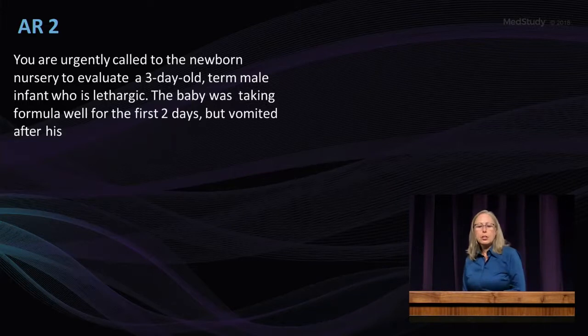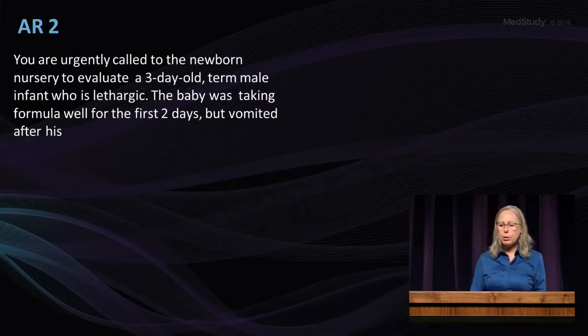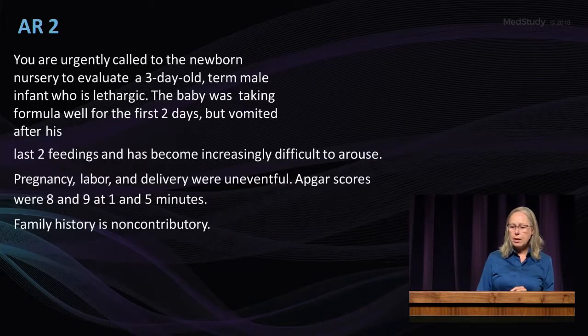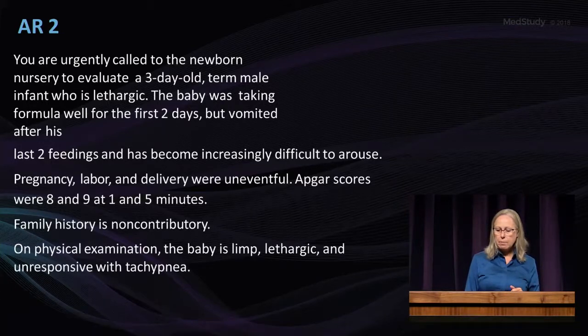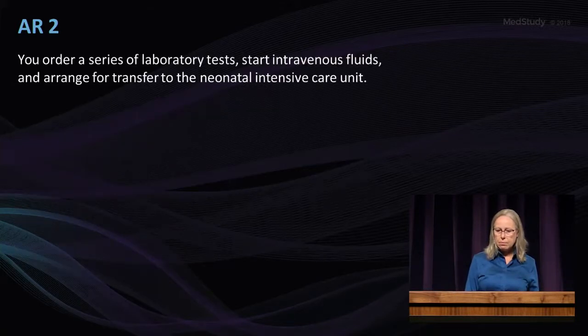All right. You're urgently called to the newborn nursery to evaluate a 3-day-old term male infant who is lethargic. The baby was taking formula well for the first 2 days, but vomited after his last 2 feedings and has become increasingly difficult to arouse. Pregnancy, labor, and delivery were uneventful. APGARs were 8 and 9. Family history is non-contributory. Baby is limp, lethargic, and unresponsive. You order lab tests, you start your IV fluids, and arrange for transfer to a NICU.